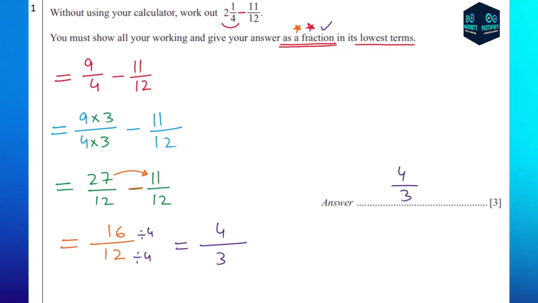You must show all these steps. First step, then make the same denominator, then do the addition or subtraction, and simplify at the last. Then you will be able to get 3 marks. Hopefully guys you understand this one. Do the practice.